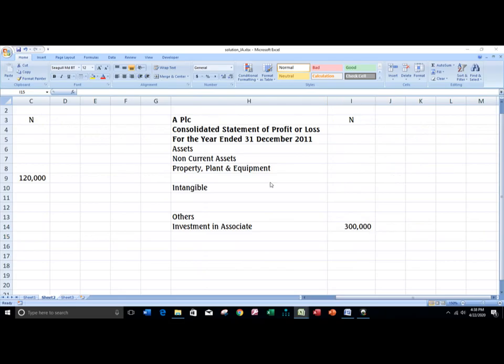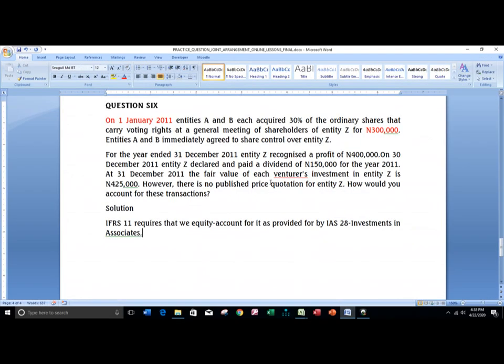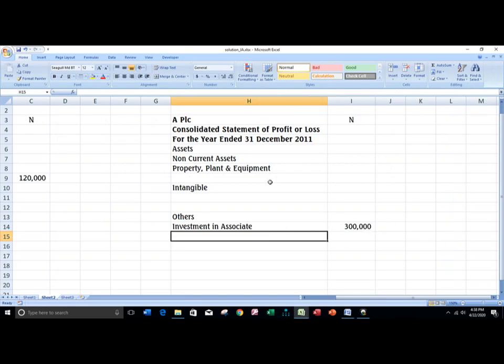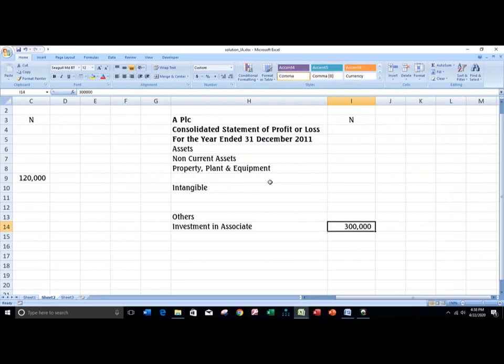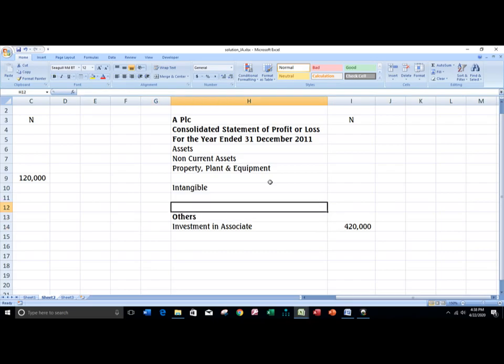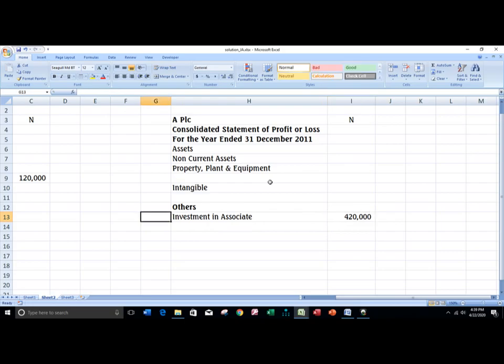But now at the end, what happened? There was a dividend of how much? 150,000 that was paid. So, sorry, profit of 400,000. So you take the same amount, and how much do we take there? You can see, 30% here is 120. So this 120 is going to increase our investment in associate. So I will come here and say this 300,000 that was there before, we add 120,000 to it. So that makes our investment in associate 420,000. Can you see?